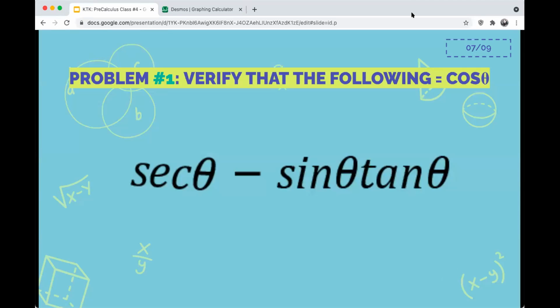So here's a quick one. We'll take about 3 minutes to do this. This shouldn't take too many steps. Verify that the following is equal to cos theta.